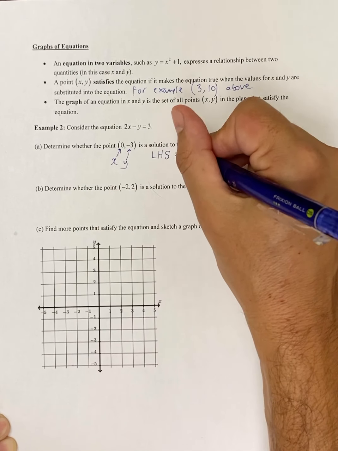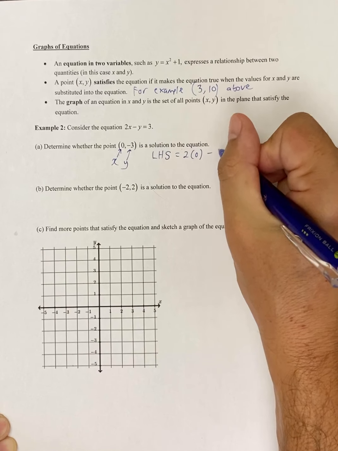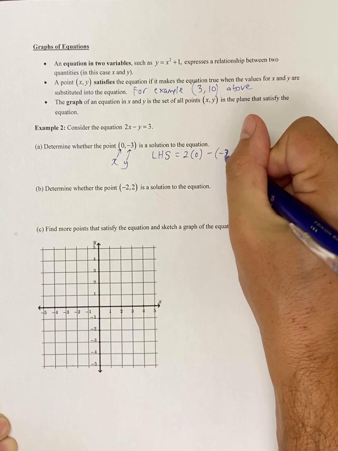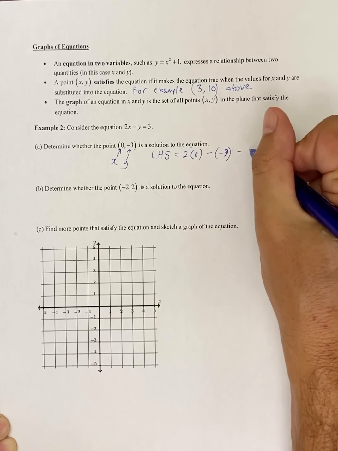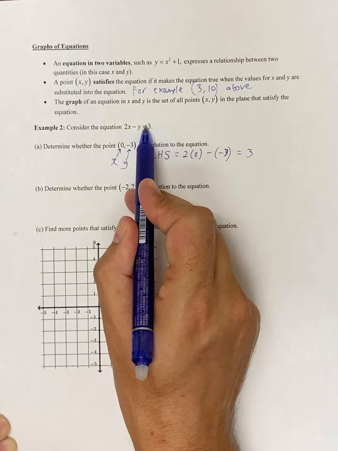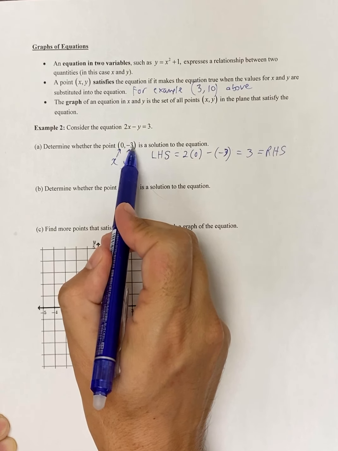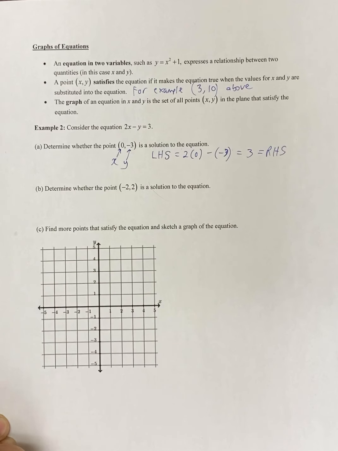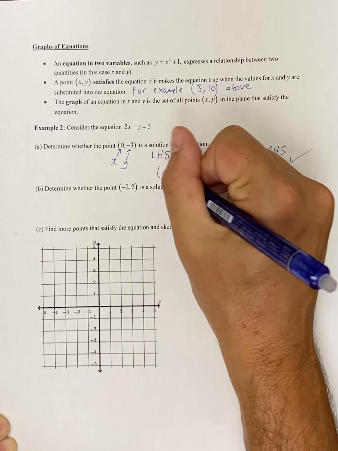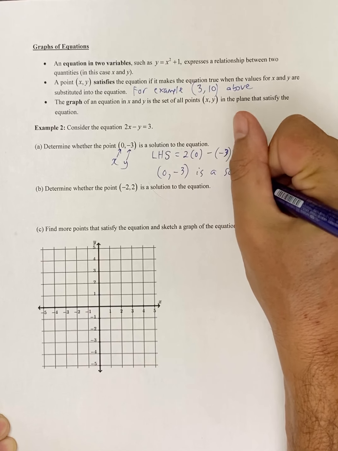Well, 2 times 0 minus, in place of y, I'm plugging in negative 3. I've got a double negative there. That's 0 minus negative 3. That's 3, which is equal to the right-hand side. In other words, when x is 0 and y is negative 3, the left-hand side equals the right-hand side, meaning the equation is satisfied. So that means that the point 0, negative 3 is in fact a solution of the equation.